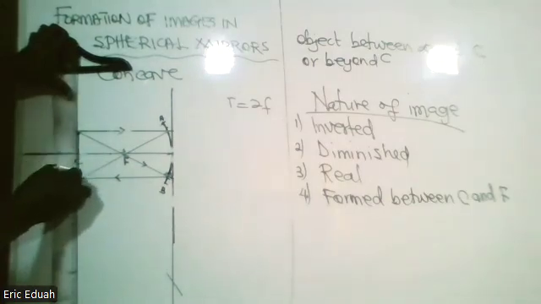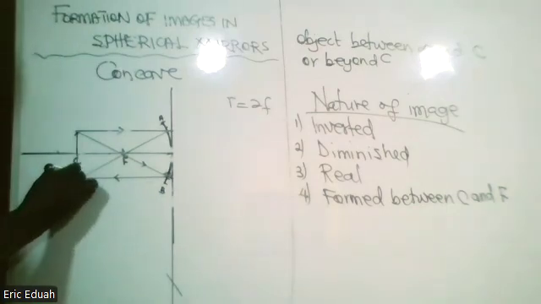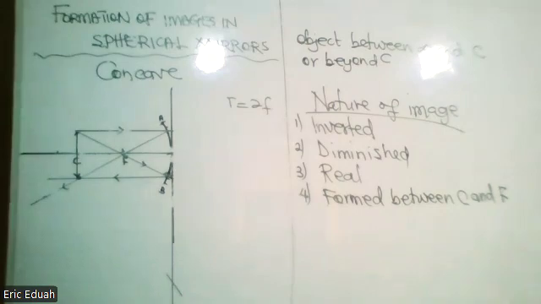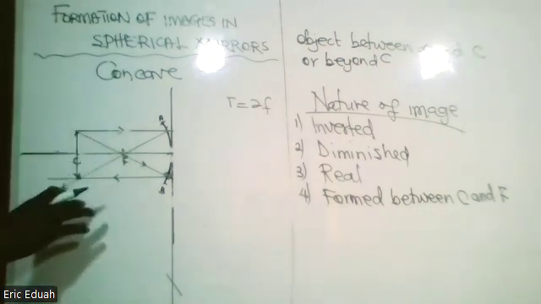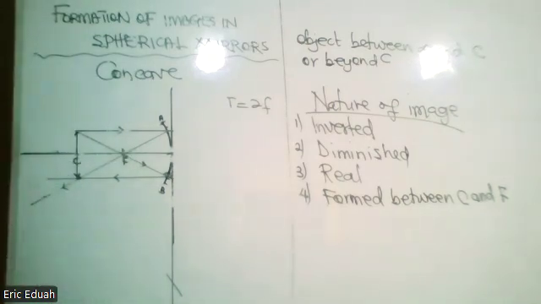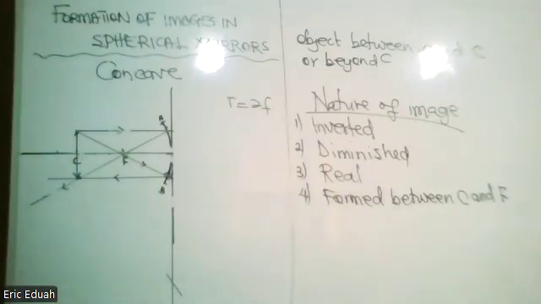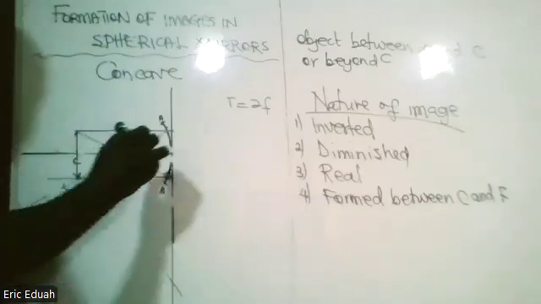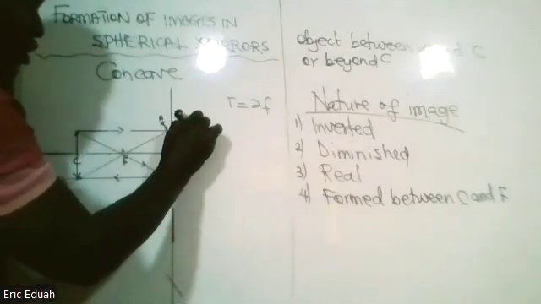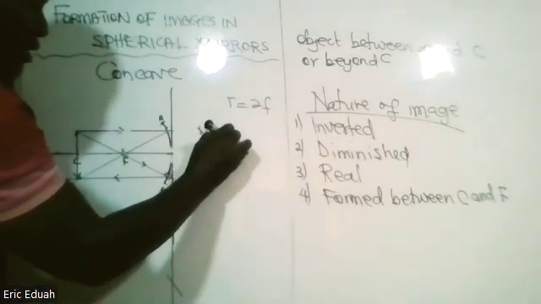Now, as I said, this position is such that you need to take your measurements very well, and your parallel rays and all that, else you'll miss the position. Because when the object is at C, the image must also be formed at C. So let's describe the nature of the image formed.